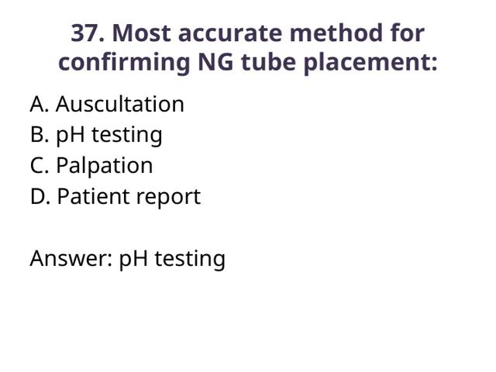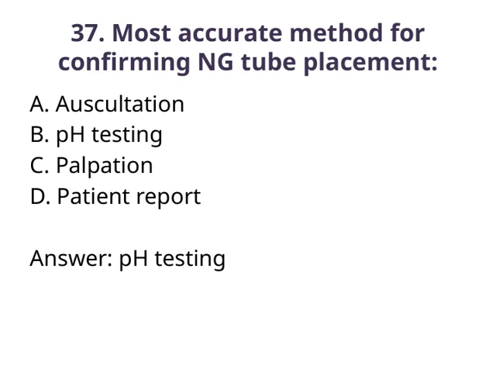Palpation and patient reports provide helpful clues but are more subjective and less precise. So, in the context of patient safety and best practices, pH testing stands out as the most accurate method to confirm that the tube is properly positioned before proceeding with feeding or medication administration.